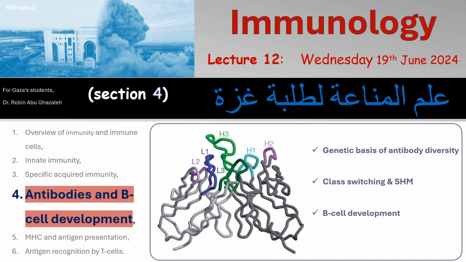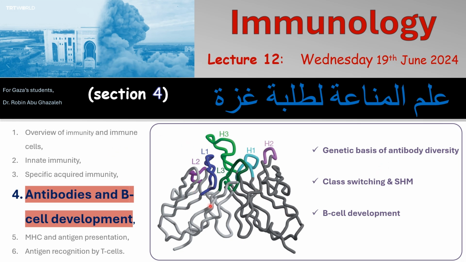Today we will continue looking at the subject of antibodies and B-cell development, and we'll finish the lecture with a summary of the key points from the slides that you have been given. We'll look at the genetic basis of antibody diversity, and under this heading we'll consider combinatorial diversity through VDJ somatic recombination in the variable domains.